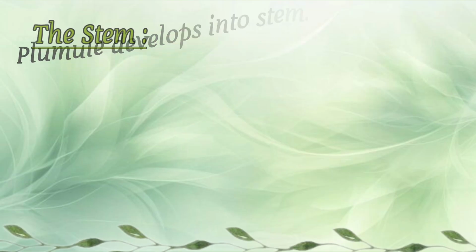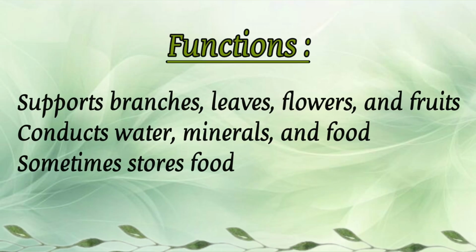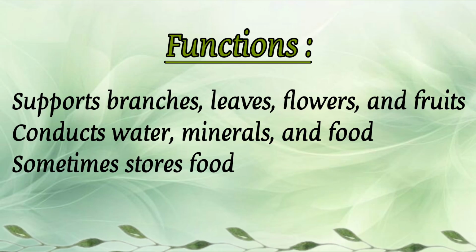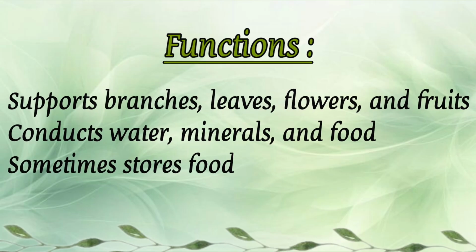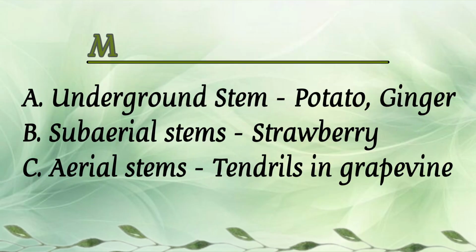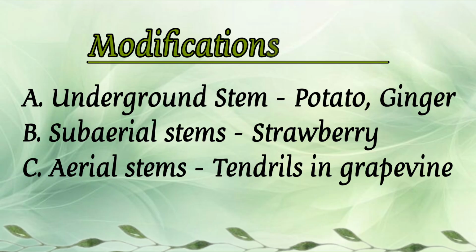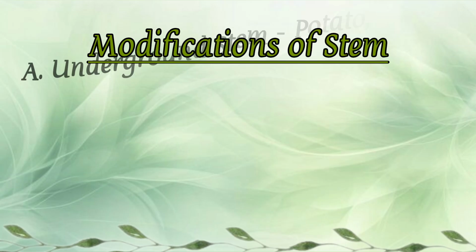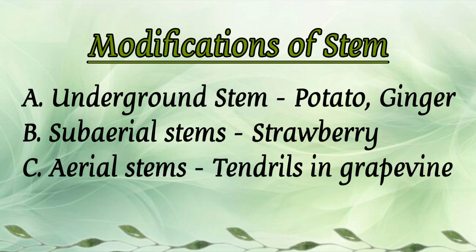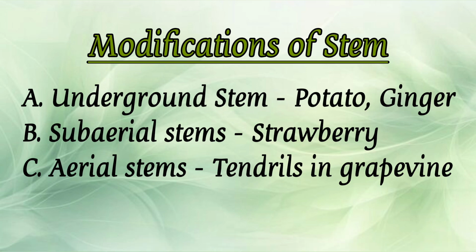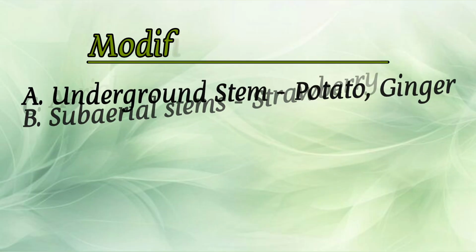The stem also helps in transporting water, minerals and food throughout the plant. In some plants, it also stores food. Sometimes stems are modified for special functions. Underground stems include potato and ginger. Subaerial stems include strawberry. Aerial stem modifications include tendrils found in grapevine.